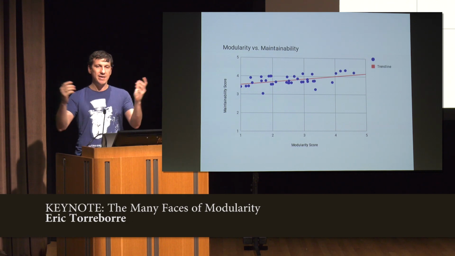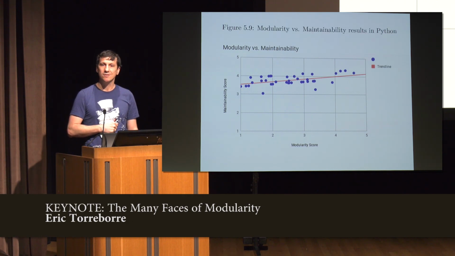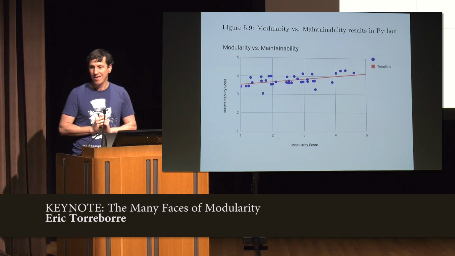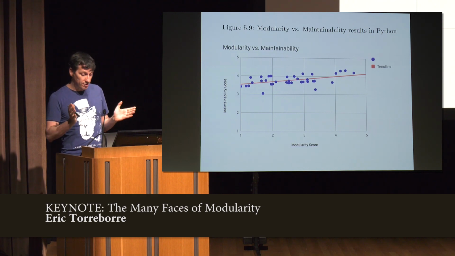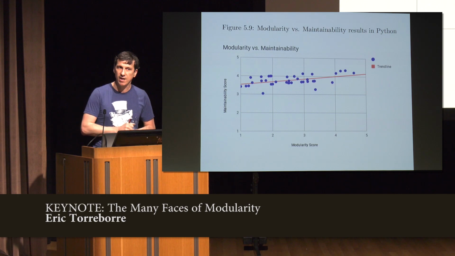That's really cool, that's science, but there's also a catch. Look at that. It's only for Python projects. They did the same for Java projects, and it was not so obvious. And the reason, what they thought was the reason, is that Java is not a language that's as expressive as Python.